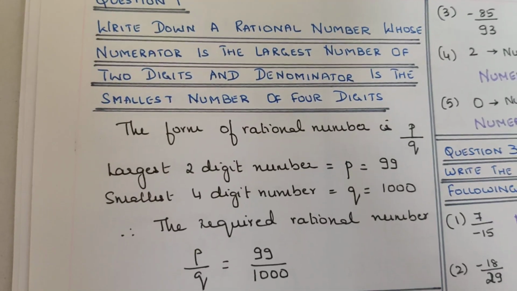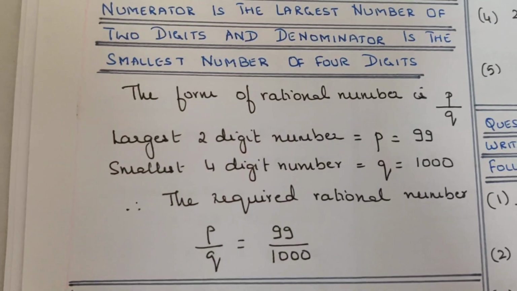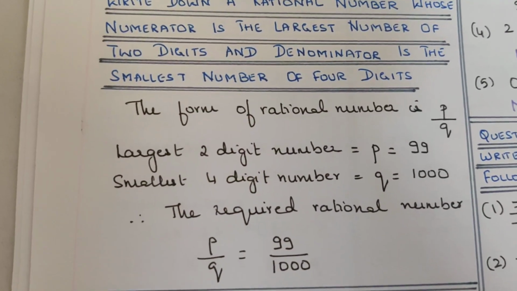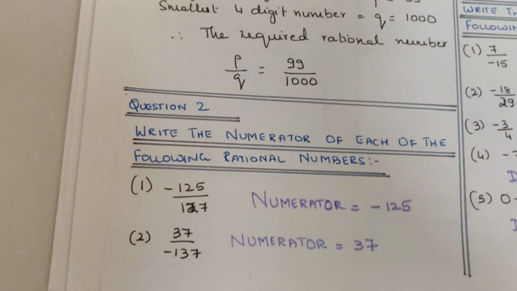What is the required rational number? P by Q, that is equal to 99. Therefore, the solution or the answer for this question would be 99 by 1000. Isn't it simple? The second question is more simple.